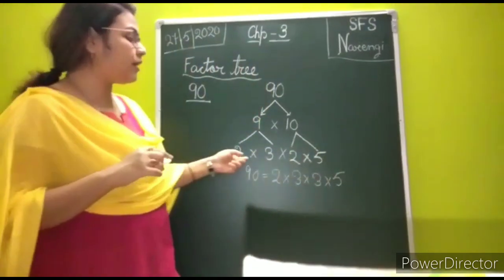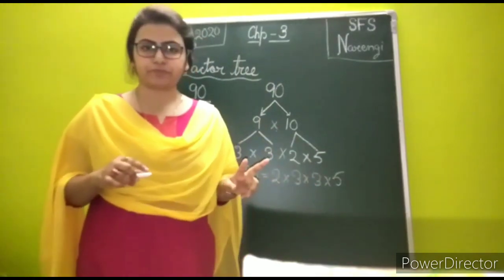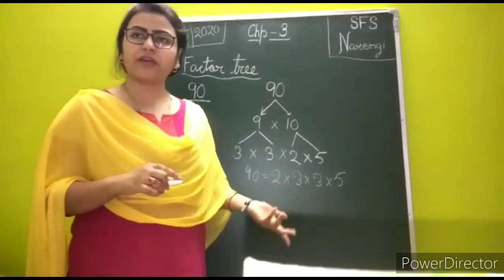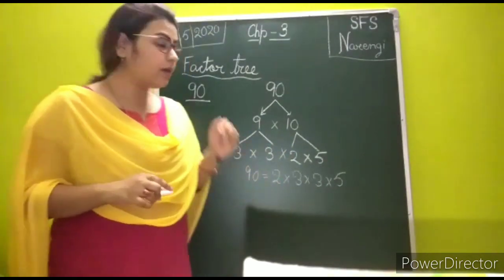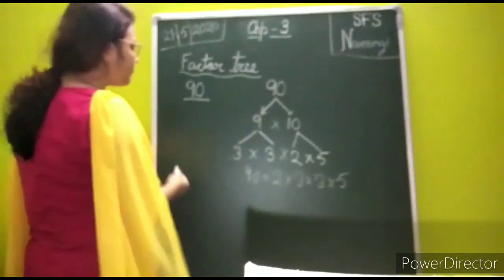Now you see children, here we have got two 3s. So you have to write 3 twice. You cannot say, Miss, 3 has come two times, so we can write only one 3. No. Okay. Now let's check if our factor tree is correct or not, let's check it with the prime factorization method.